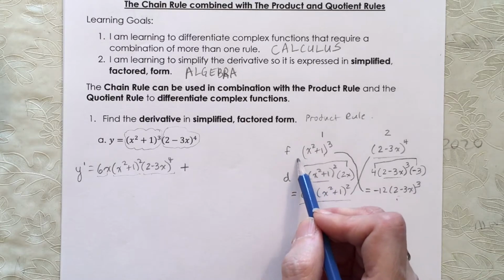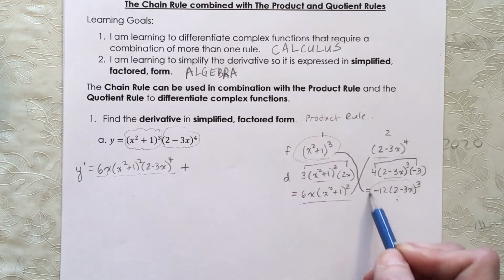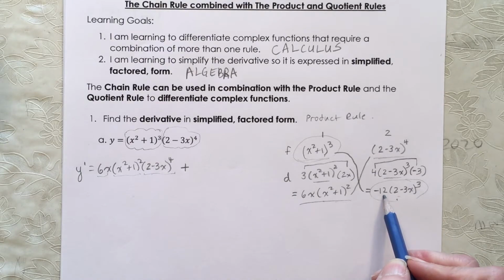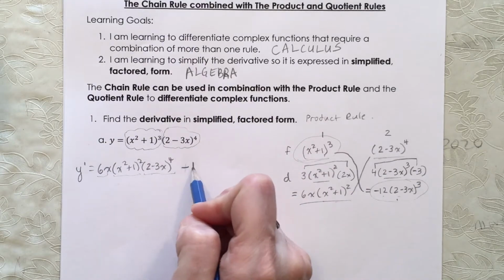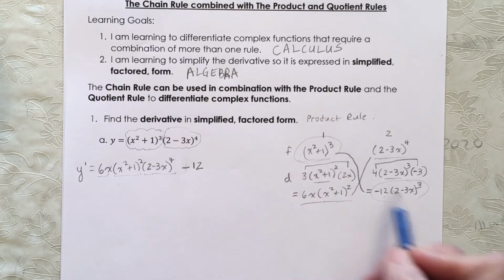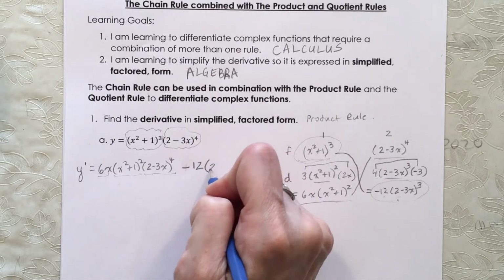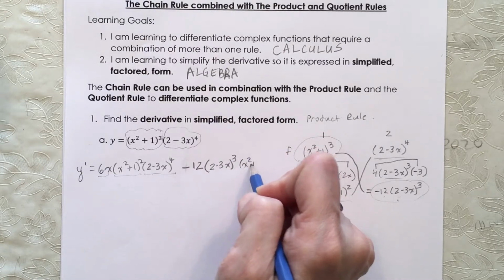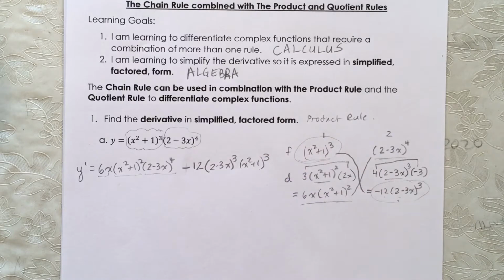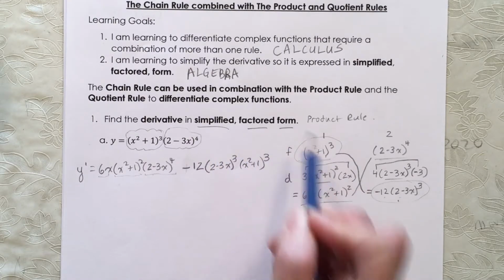So again, I'm going to look through these. Here's the first, here's the derivative of the second. There's a monomial there. So I want to write that first, and it's negative. So I'm going to change this plus to minus 12. And then it doesn't matter what order you put these in because they're all being multiplied together. So (2 minus 3x) cubed times (x squared plus 1) cubed. All right, so that is the derivative. There's the calculus done. Calculus done, step 1. Anything else that comes along further is doing the algebra that puts it into simplified factored form.